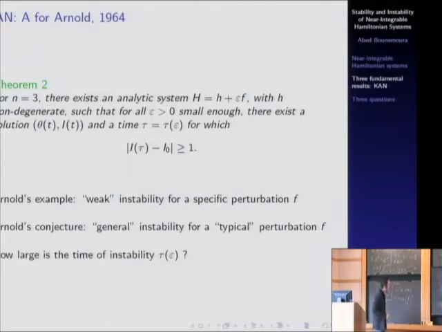A more tractable question, and it's a reason why it's difficult to show this type of phenomenon, is how large is the time of instability, this time tau? The time you have to wait until you can see this phenomenon appear. Of course, it goes to infinity when epsilon goes to 0, but how fast? So that was a question of Arnold, basically.